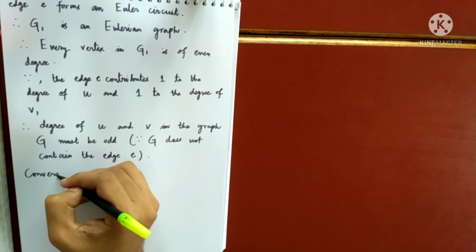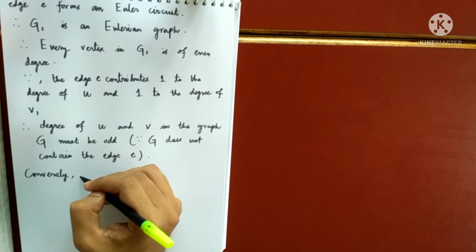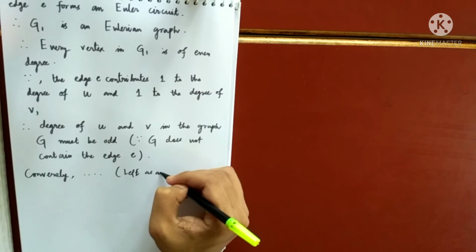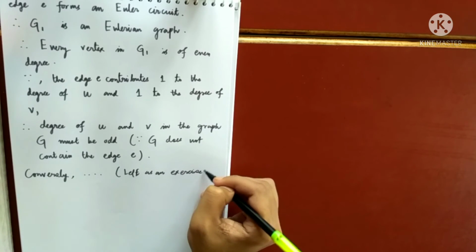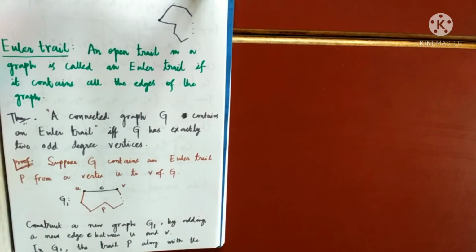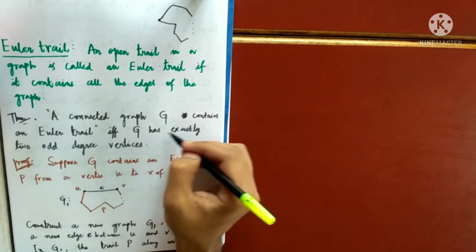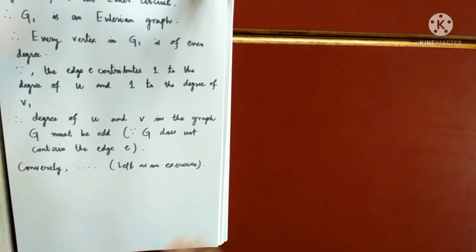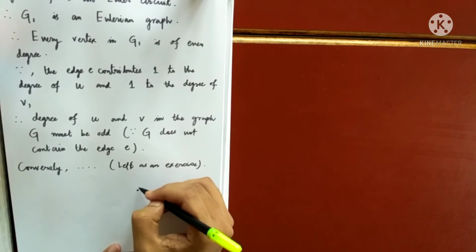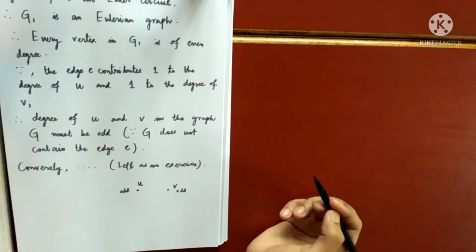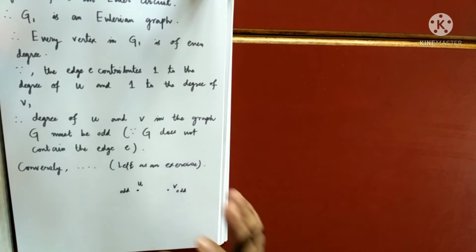Conversely, I'll just give you some hints to do it. This converse, left as an exercise, is very easy. Again, the same concept, so try to understand my point. Conversely, suppose G has exactly 2 odd degree vertices. You have to prove that G contains an Euler trail. Name those vertices U and V; the degree here is odd and the degree here is odd.